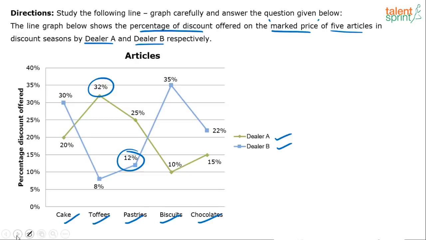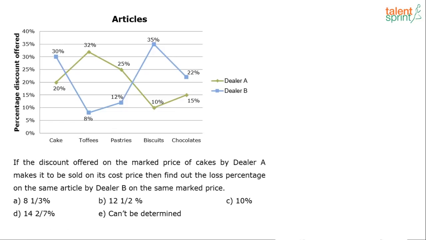Let me present the questions to you all. And here's the first one, the first question. If the discount offered on the marked price of cakes by dealer A makes it to be sold on its cost price, then find out the loss percentage in the same article by dealer B on the same marked price. Understand, what are we referring to? We are referring to cakes by dealer A.